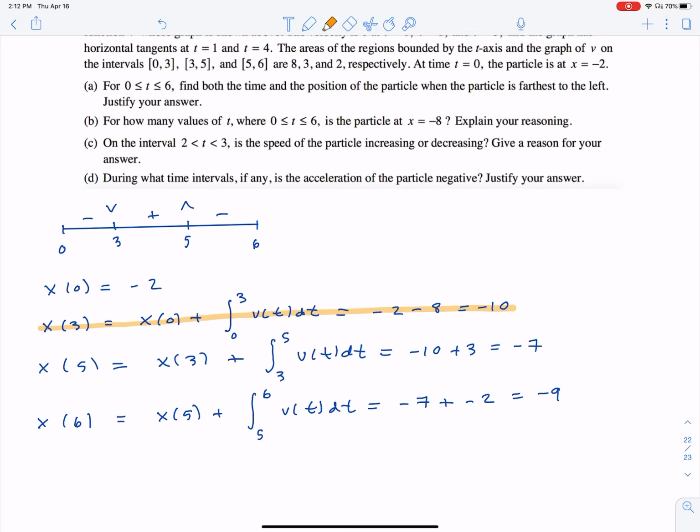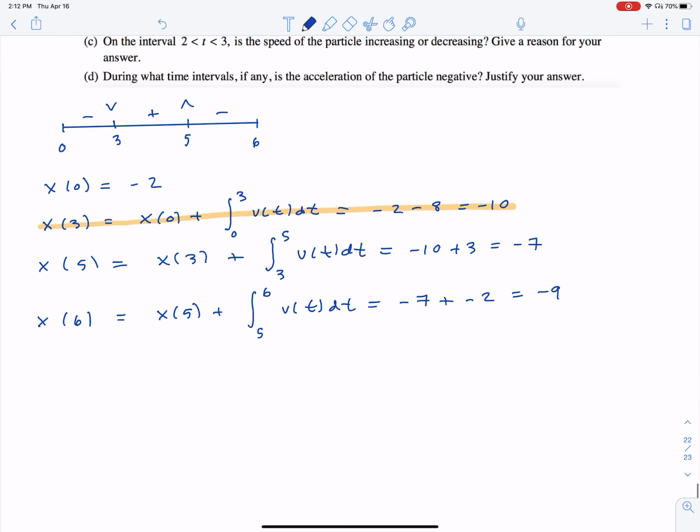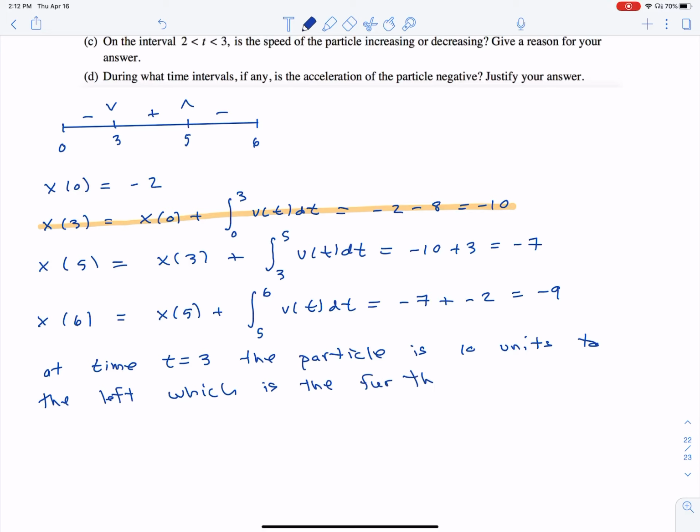To wrap this up, I'm going to say at time t equals 3, the particle is 10 units to the left, which is the furthest left it travels on the interval from 0 to 6.